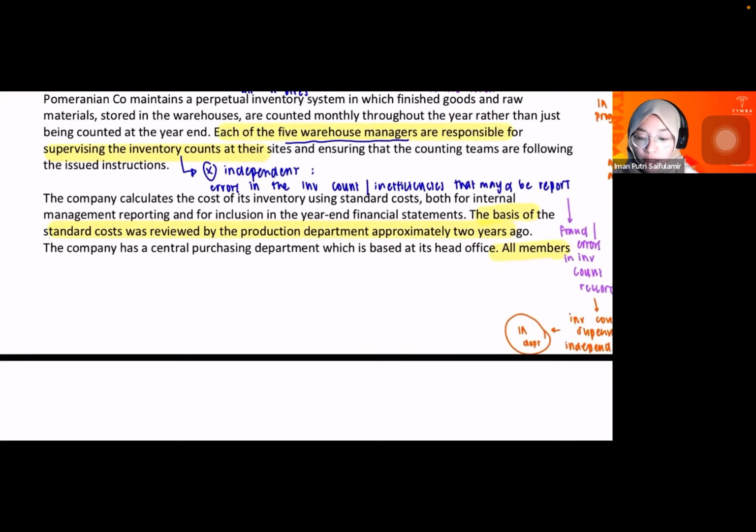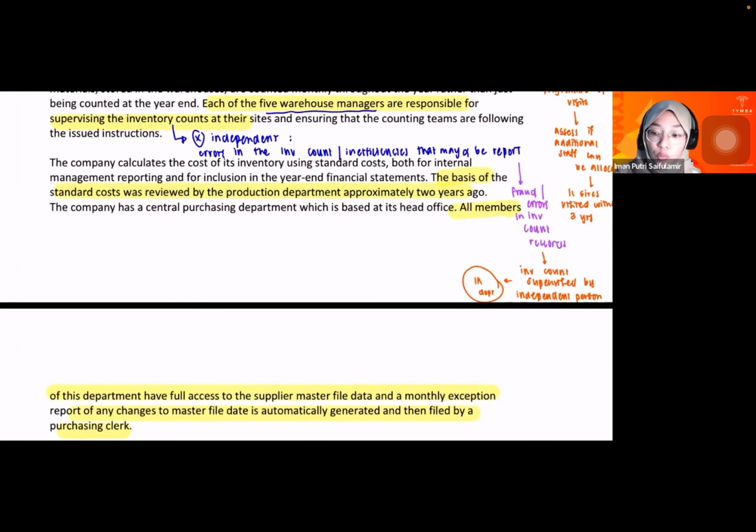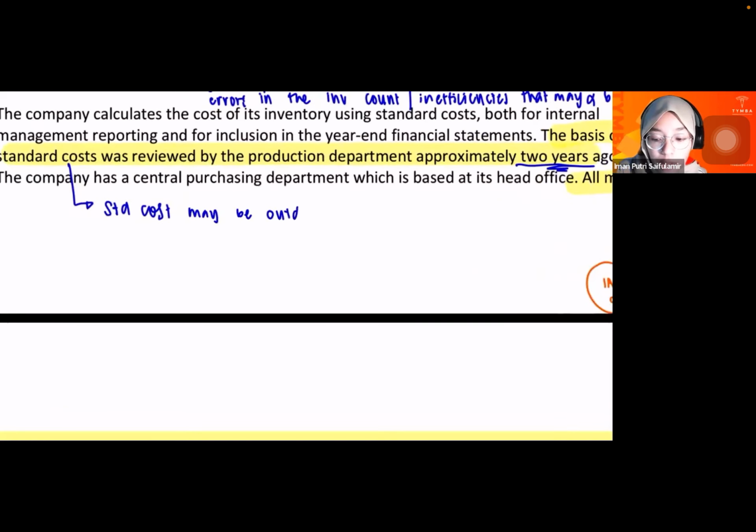Okay. So next is the basis of the standard cost was reviewed by the production department approximately 2 years ago. Okay. The sentence yang buat dia salah is the fact that it is 2 years ago. So what is the risk here? Okay. Basically, there is a risk that the standard cost is outdated. Yes. So the standard costing may be outdated. Maybe outdated because they were last reviewed 2 years ago.